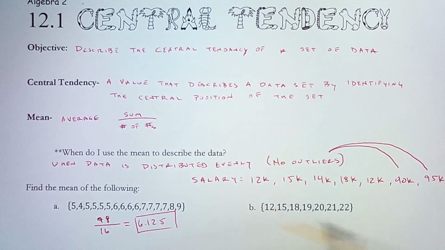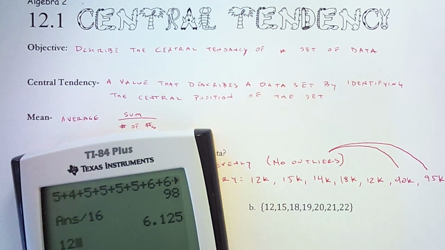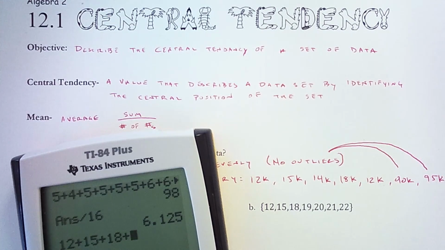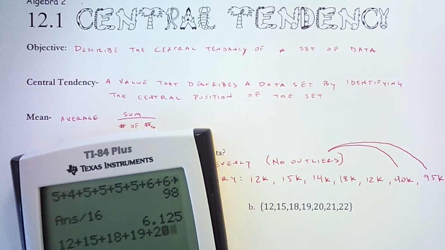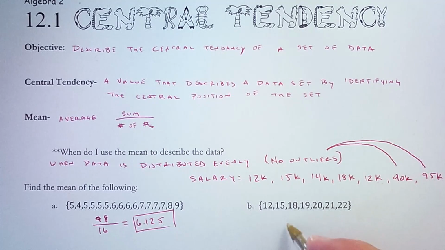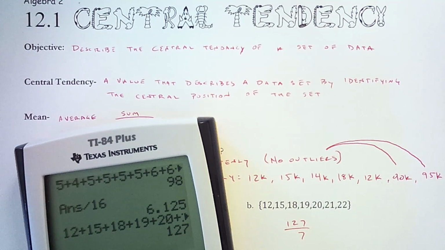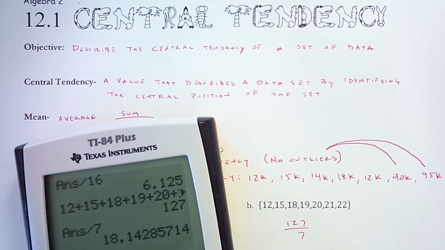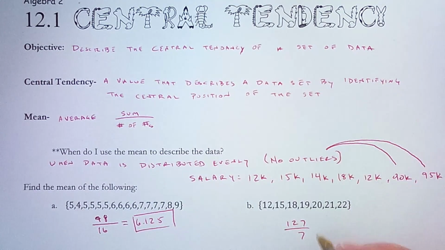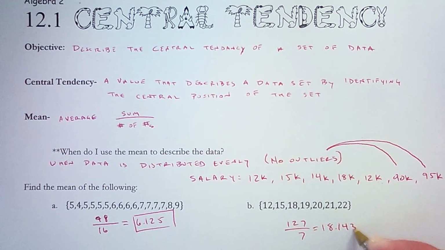Okay, then we'll do this second data set. We've got 12, 15, 18, 19, 20, 21, and 22 for a total of 127. And we've got 1, 2, 3, 4, 5, 6, 7 numbers. So 127 divided by 7 is 18.143. 18.143 is the mean of that data set.